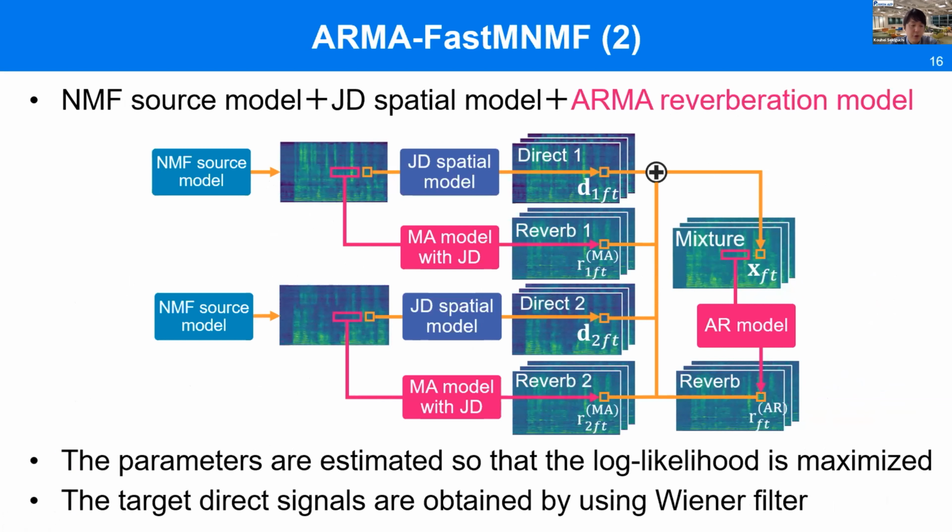As a result, the probabilistic model of observation X_ft is given by this expression. The single channel source spectrum is given by the NMF source model, the direct signal is given by the jointly diagonalizable spatial model, and reverberations are given by the MA and AR models. The parameters are estimated so that the log likelihood is maximized. And the target direct signals are obtained by using a Wiener filter.